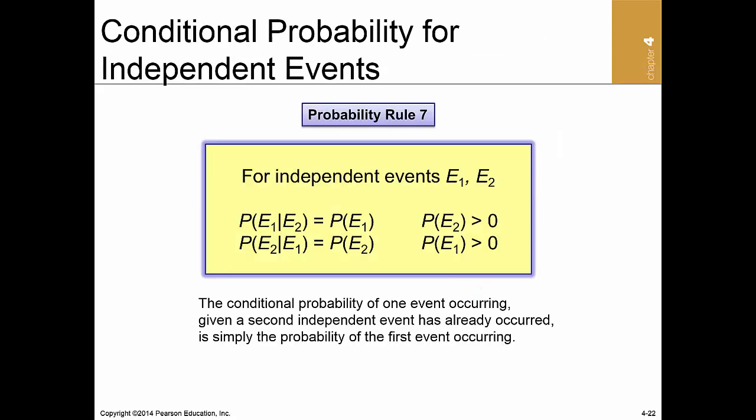We previously discussed that two events are independent if the occurrence of one event has no bearing on the probability that the second event occurs. Therefore, when two events are independent, the rule for conditional probability takes a different form, as indicated in probability rule 7. If the events are independent, then the probability of E1 given E2 simplifies to the probability of E1, such that E2 has a probability greater than 0. The converse must also be true.